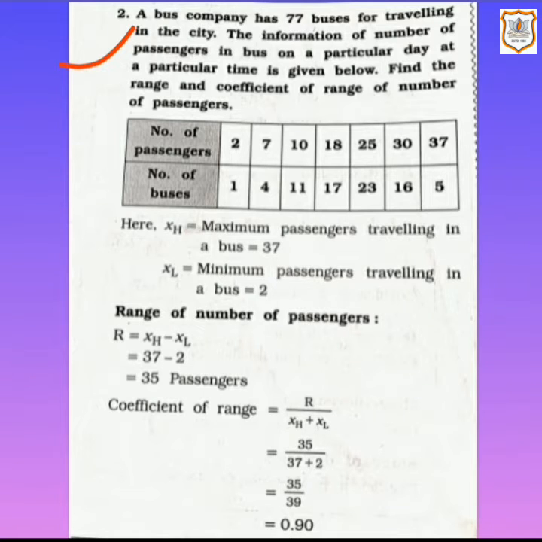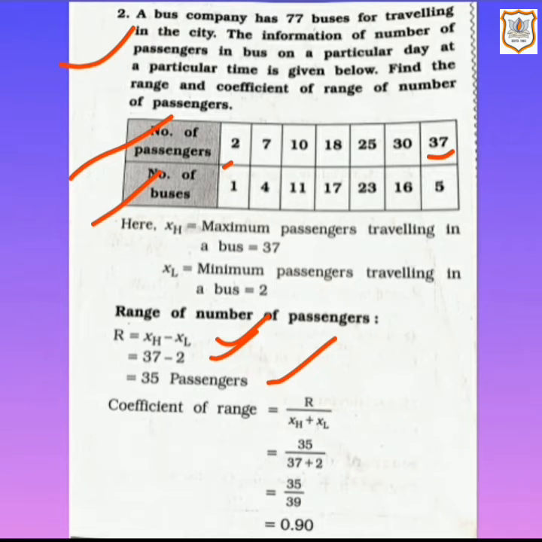So here number of passengers and number of buses is given. It's a discrete data sum. Here you have to see in the observation which is the highest observation and which is the lowest observation. Highest observation is 37, lowest observation is 2. So according to the formula R is equals to XH minus XL, it will be 37 minus 2, that gives 35 passengers. So range is 35 passengers.